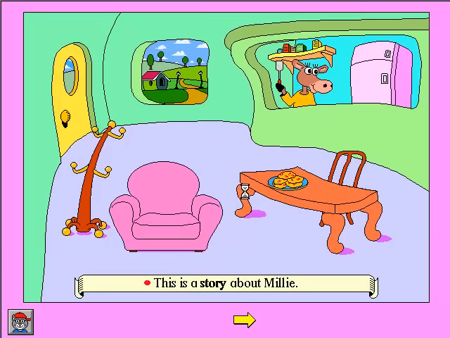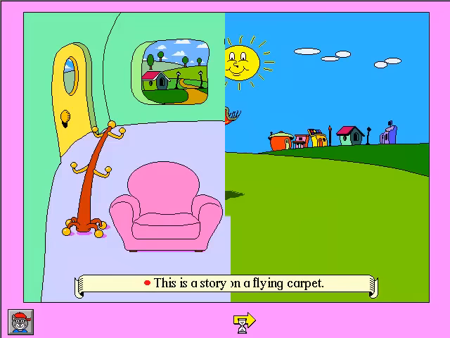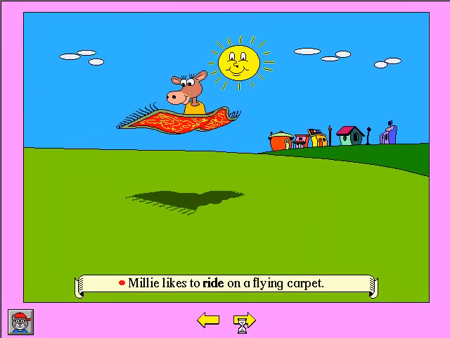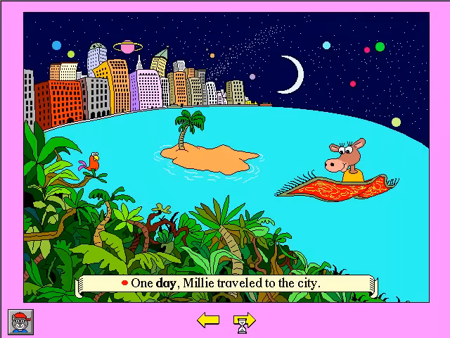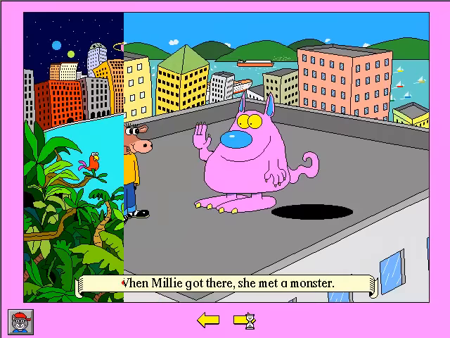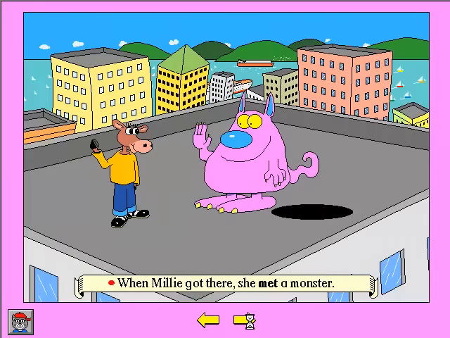This is a story about Millie. Millie likes to ride on a flying carpet. One day, Millie traveled to the city. When Millie got there, she met a monster. Hello.